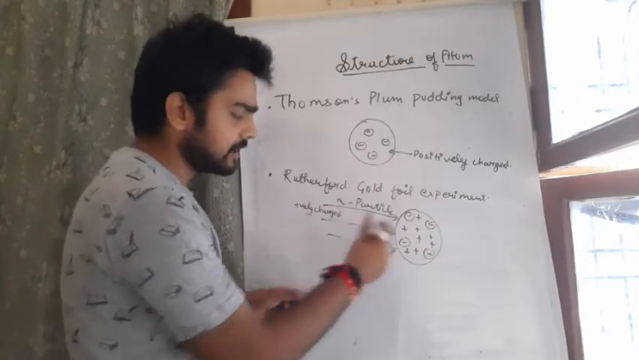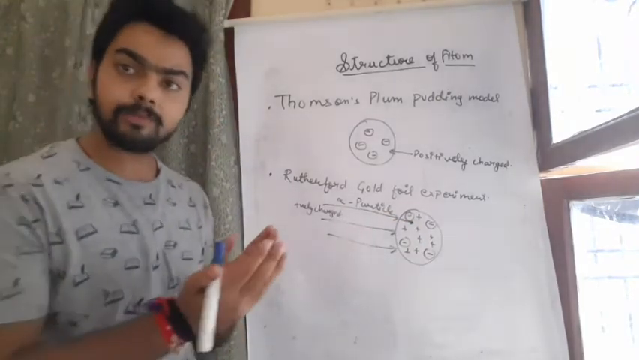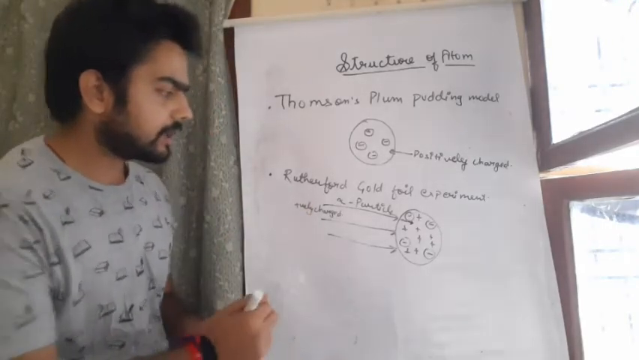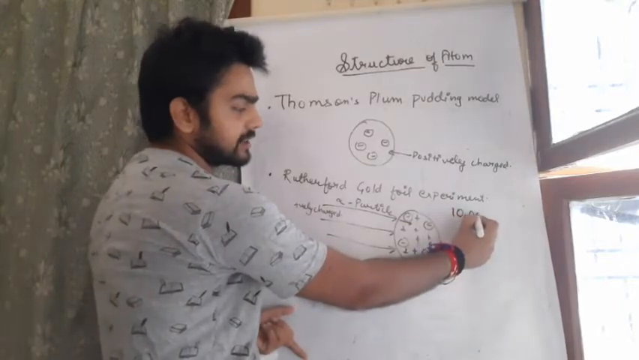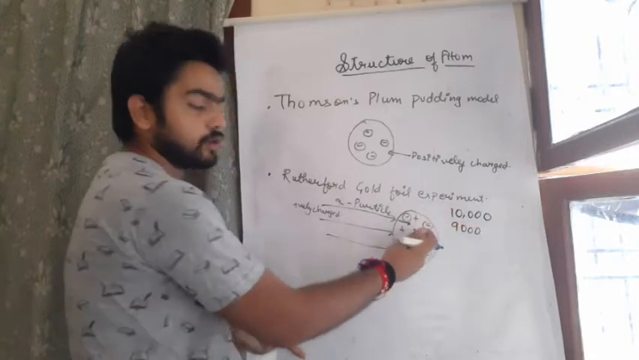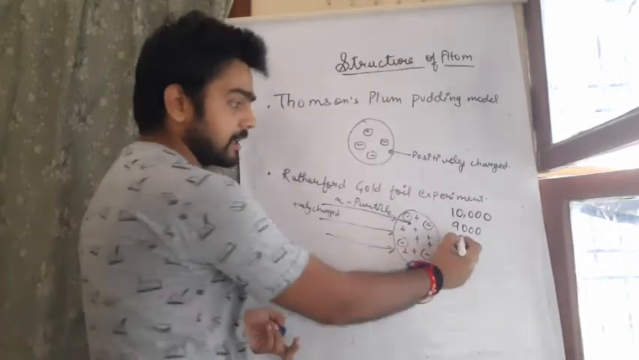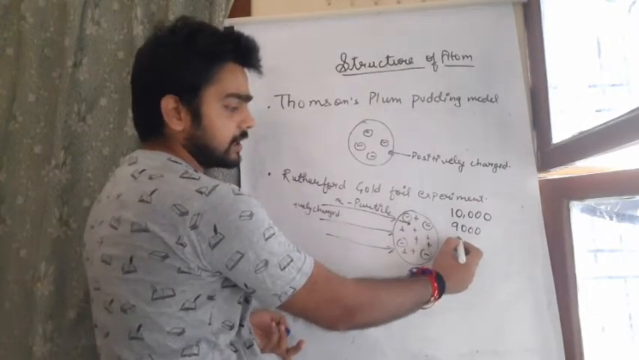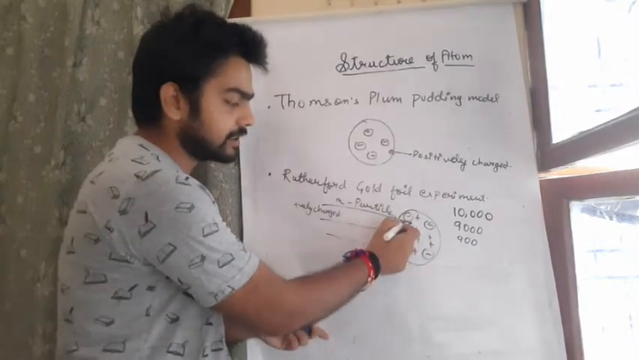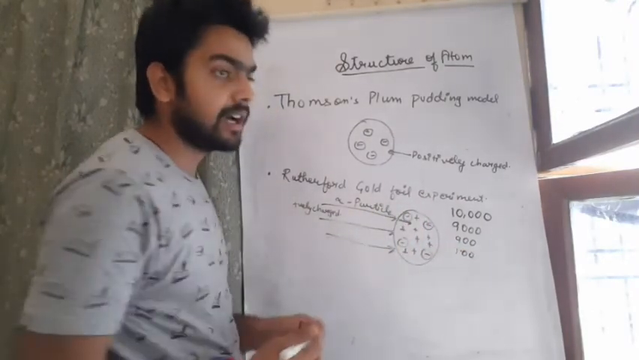Some of the particles which pass very close to the negative charge should not bounce back at 180 degrees but should deflect at smaller angles. And if 10,000 positively charged rays are passed, out of 10,000, 9,000 should deflect at 180 degrees. Deflect means it will come back at 180 degrees. Out of the remaining 1,000, 900 should deflect at smaller angles. That means those which are passing through this. And out of the remaining, only 100 should pass undeflected.